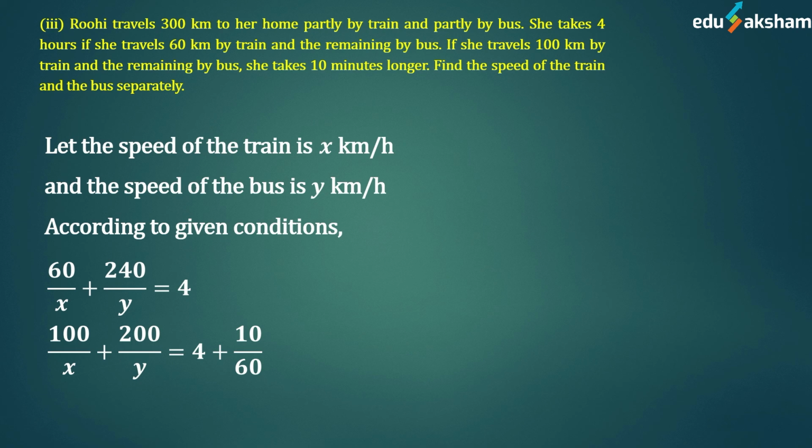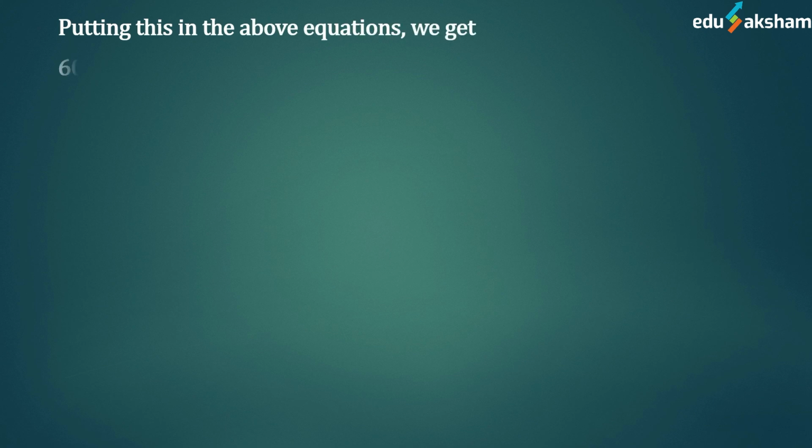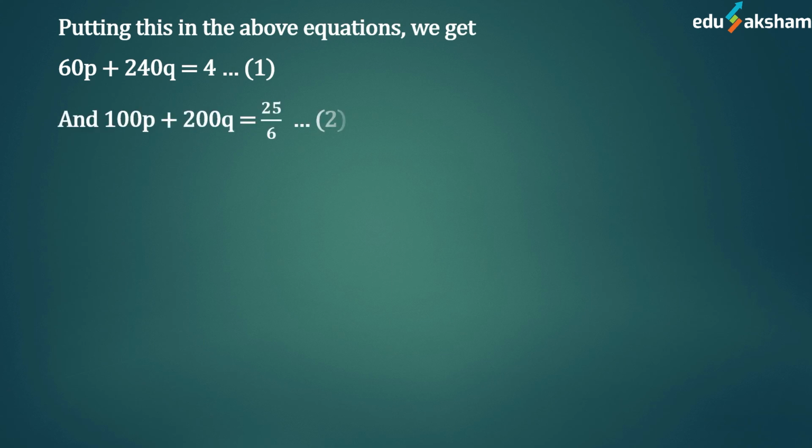अब इन दोनों इक्वेशन से हम ये देख सकते हैं कि x और y दोनों डिनोमिनेटर्स में हैं। तो हम पहले इनके लीनियर इक्वेशंस फॉर्म करेंगे। लीनियर इक्वेशंस फॉर्म करने के लिए हम 1/x को p मान लेंगे एंड 1/y को q मान लेंगे। अब p एंड q को इन दो इक्वेशन में डाल के हमें मिलेगा 60p plus 240q equal to 4, which will be the first equation, and 100p plus 200q equal to 25/6, which will be the second equation.